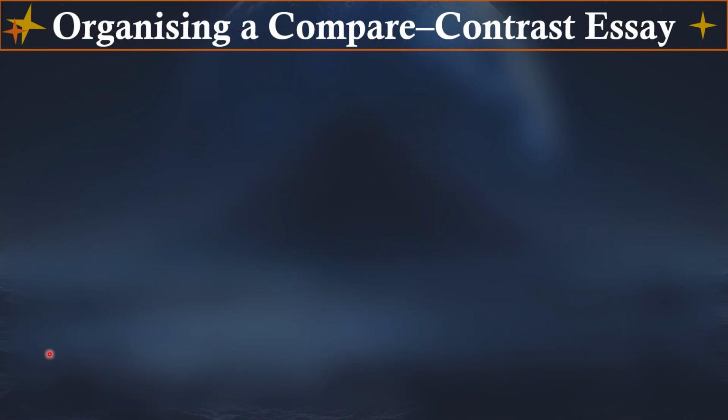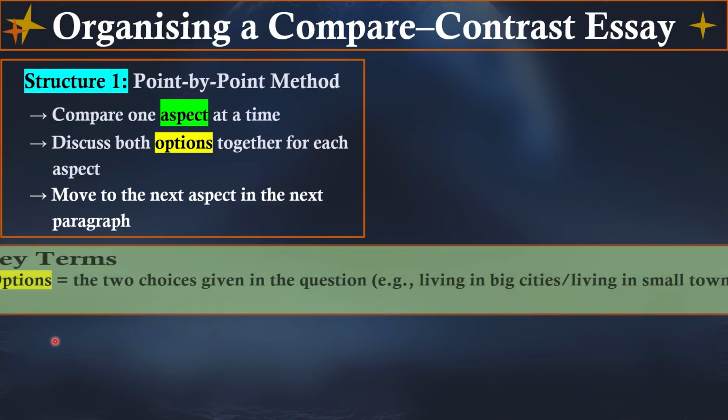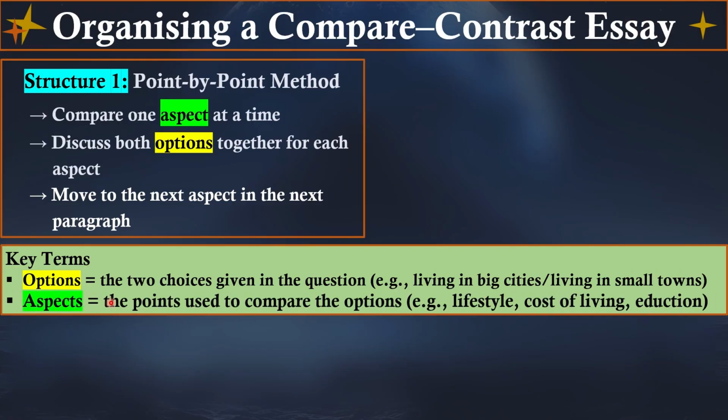There are two effective ways to organize a compare and contrast essay in IELTS. The first is called the point-by-point method. In every compare and contrast essay, there are two options, which are two choices given in the question. For example, you may have something like living in big cities and living in small towns or villages. To compare these two options, you can choose different aspects, such as lifestyle, cost of living, or education.